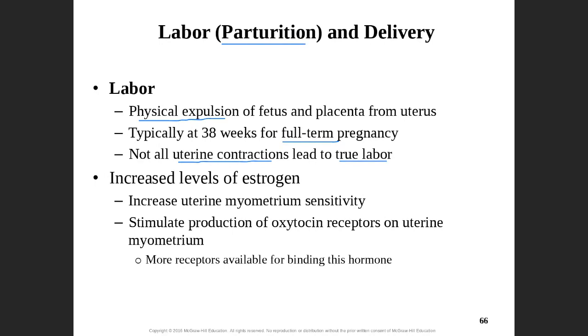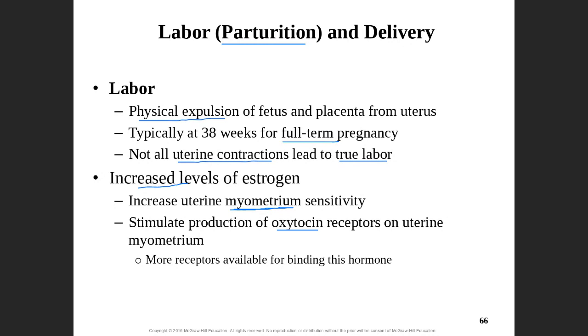But what we're going to see when we're talking about labor is, again, when we're dealing with the endocrine function here, we're going to see increased levels of estrogen. And the nice thing about the increased levels of estrogen is that it's going to increase the sensitivity of the myometrium to oxytocin. And oxytocin is that hormone that's produced in the hypothalamus, stored in the posterior pituitary, and secreted by the posterior pituitary to create uterine contractions. So estrogen will help the myometrium become more sensitive to oxytocin.